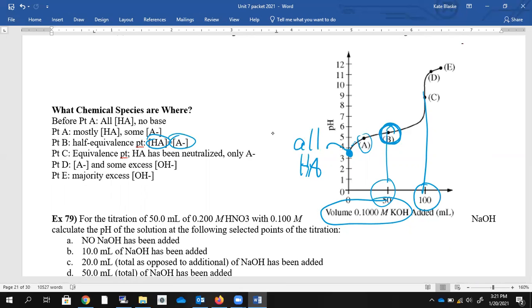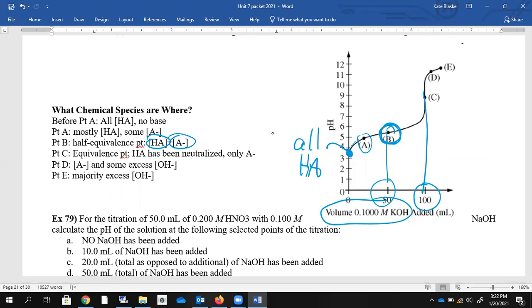At point C, at our equivalence point, all of the acid has been neutralized by base, so I do not have any acid. I also do not have any OH. All of it has reacted together, the H plus and the OH, to make water. At that point, we are only going to have the conjugate of the acid. Once we move past that equivalence point, we're still going to have all of the same A minus that we had before, because it's not going to be able to react with anything. It's just sort of hanging out like a spectator ion now.